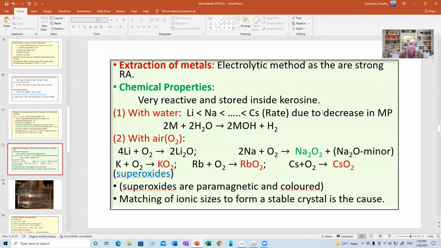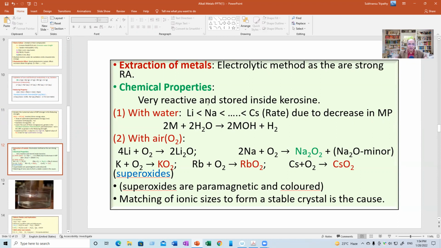The real answer to this question, why lithium reacts the slowest and cesium the fastest, lies in chemical kinetics, the rate, nothing to do with thermodynamics. How much heat is liberated is not the question, but how fast. That is to do with the activation energy, not the enthalpy change, which you will study in your chemical kinetics chapter, class 12. Because cesium has a very low melting point, 28.5, and this is 183.